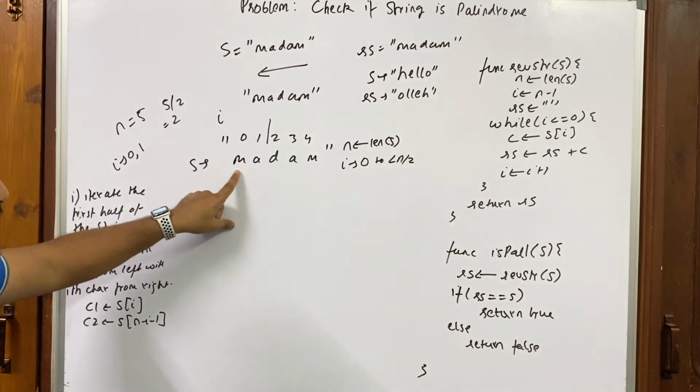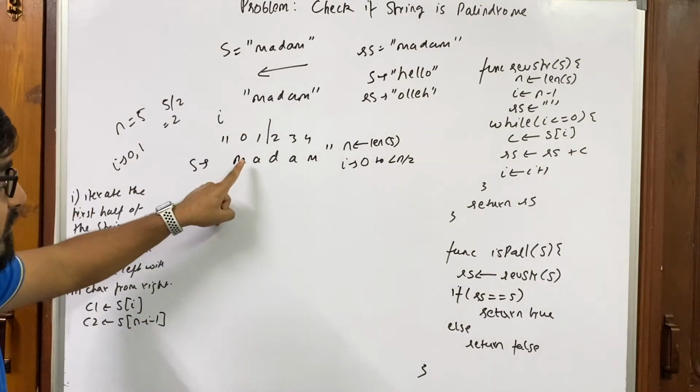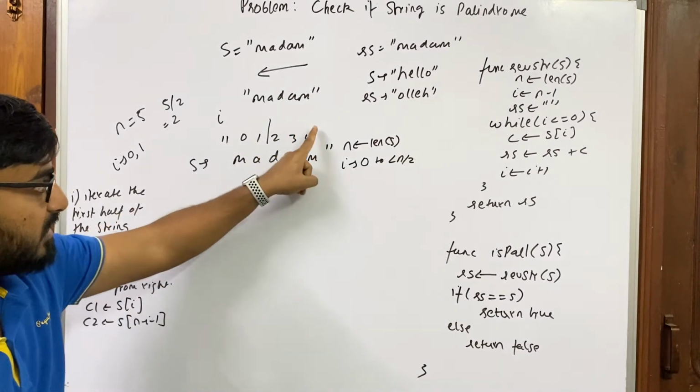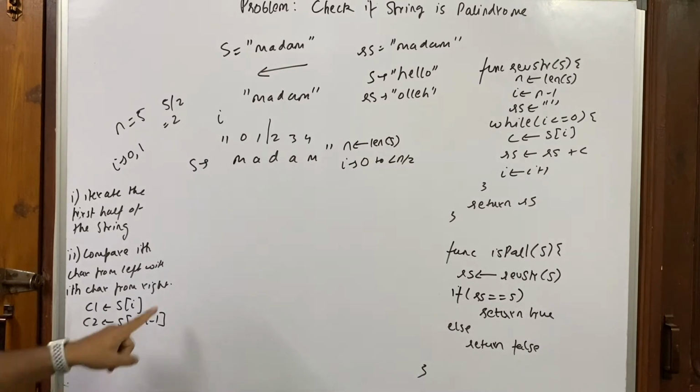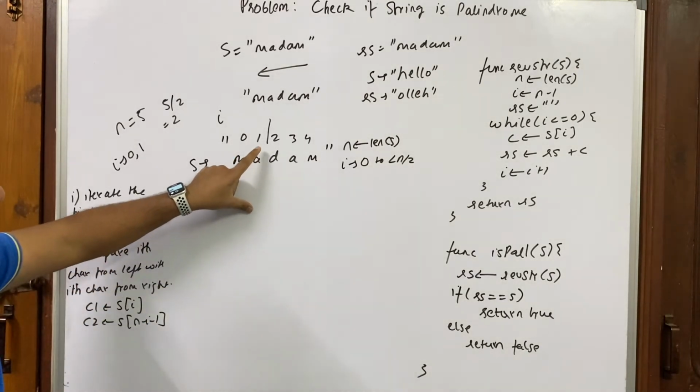So for i equal to 0, this is the first character from left, and for i equal to 0, this is the first character from right. Plug in the value of 0 here for i: 5 minus 0 minus 1 will give you 4. The second value from left is at i equal to 1.